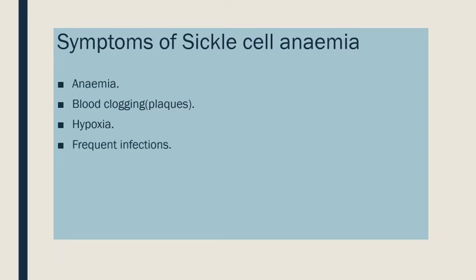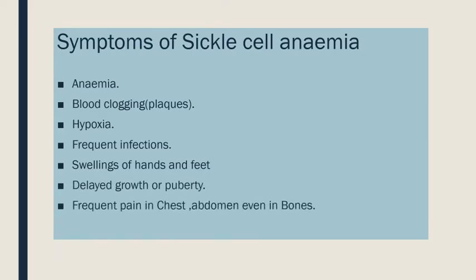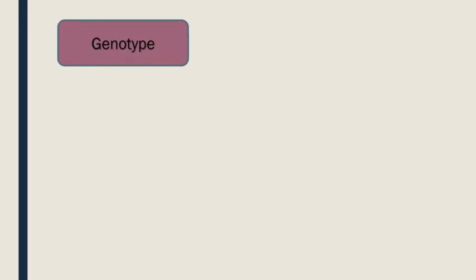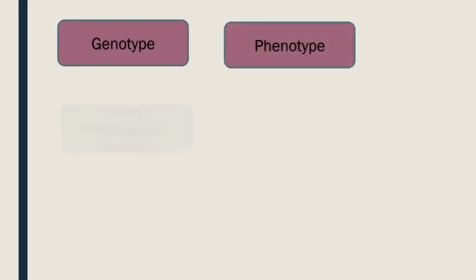Frequent infections will take place. Swellings of hands and feet occur. Delayed growth or puberty is delayed in such people. There is frequent pain in chest, abdomen, or even in bones. So these are some of the symptoms of sickle cell anemia. Now let us see the genotype and the phenotype in case of a sickle cell person.